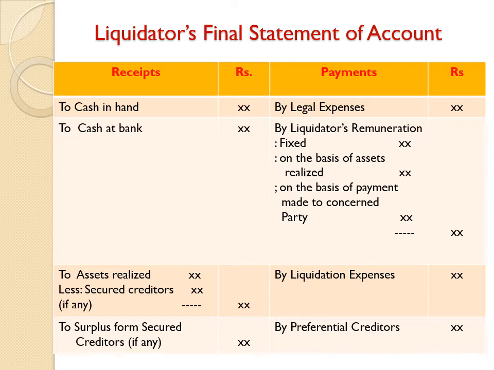Then the payment side. Firstly, we record legal expenses, law charges. Then liquidator's remuneration. There are three types of liquidator remuneration: fixed remuneration, remuneration on the basis of assets realized, and remuneration on the basis of payment made to the concerned party. Then liquidation expenses, preferential creditors. This is the payment order.